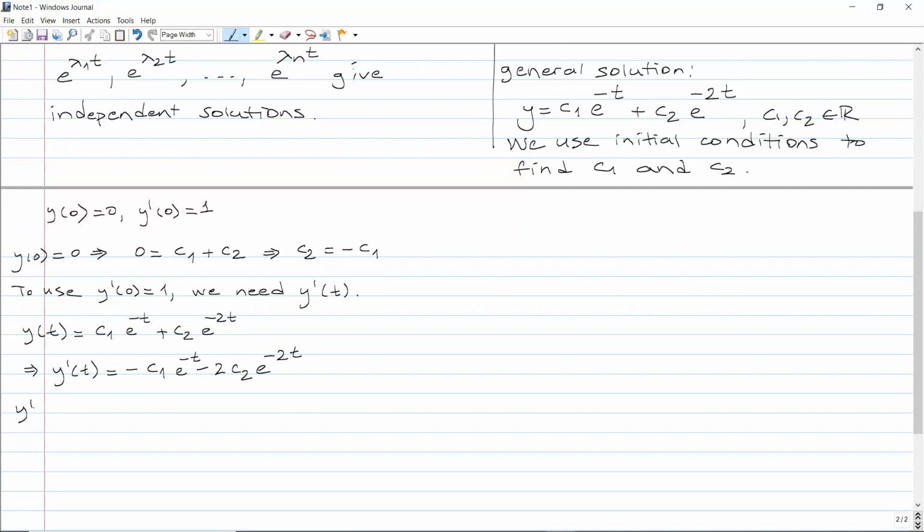And now for the condition y prime(0) equals 1, we use 1 for the value of the derivative and 0 for t. So 1 equals minus C1 minus 2C2. But from the first equation, remember we have the condition C2 equals minus C1. So 1 equals minus C1 minus 2 times minus C1. So this gives us plus 2 minus 1. This gives us C1. So the value of the constant C1 is 1. And since C2 is minus C1, the value of the constant C2 is minus 1.